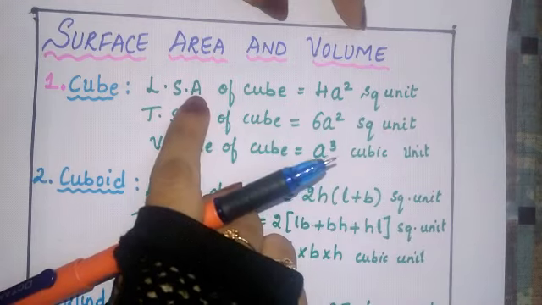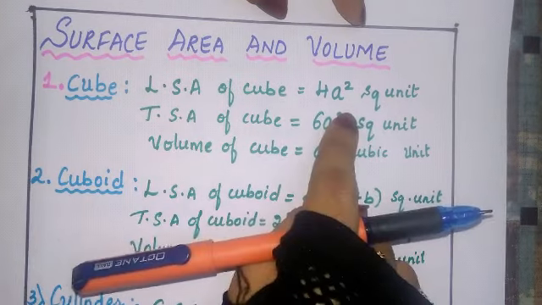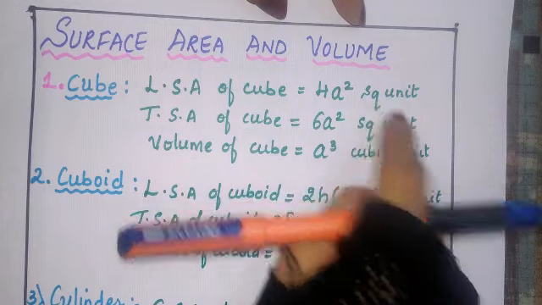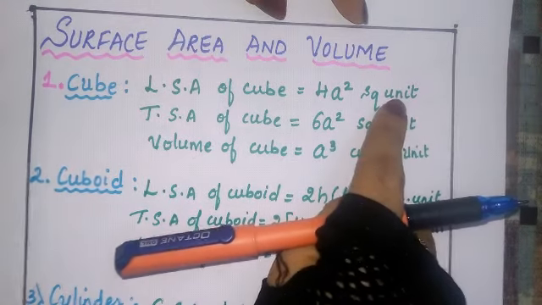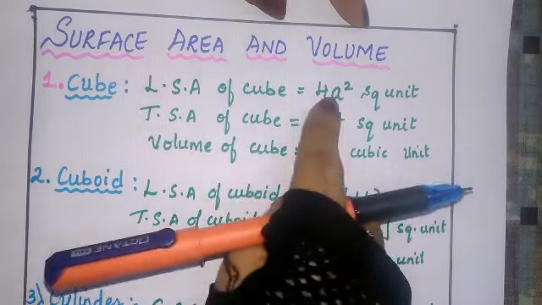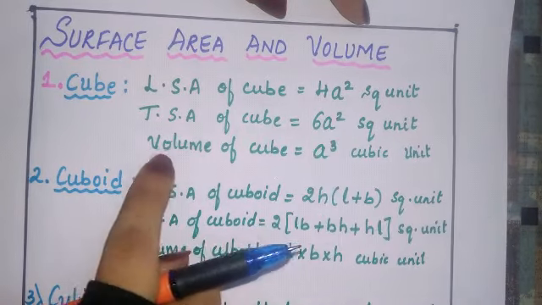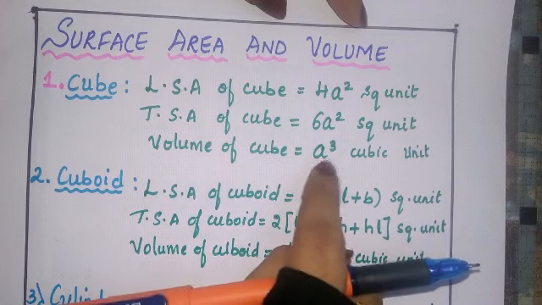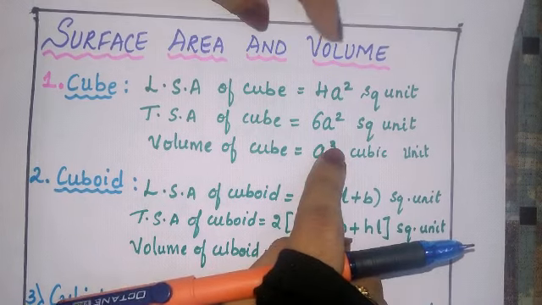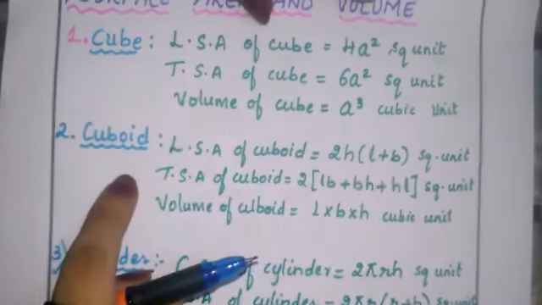So you should know, whenever they ask about area, the answer should be in centimeter square, meter square, like that. So LSA of cube is 4a square, TSA of cube is 6a square, and volume of cube is a cube. The formulas should be learned by heart well. Now let us see about cuboid.